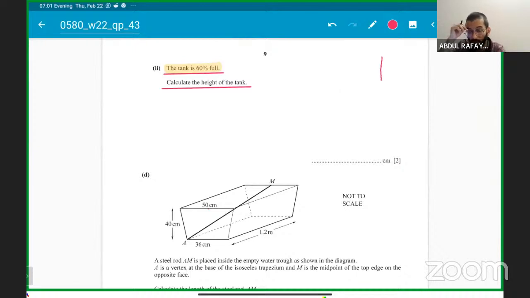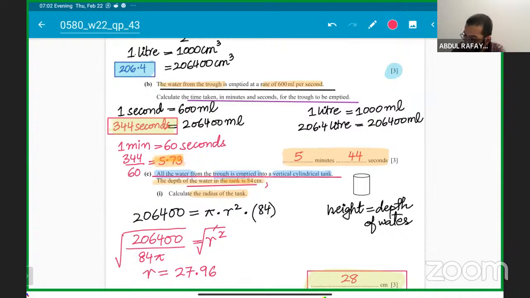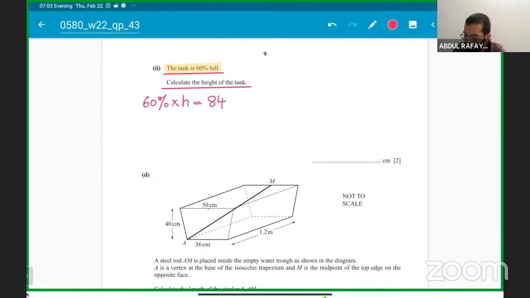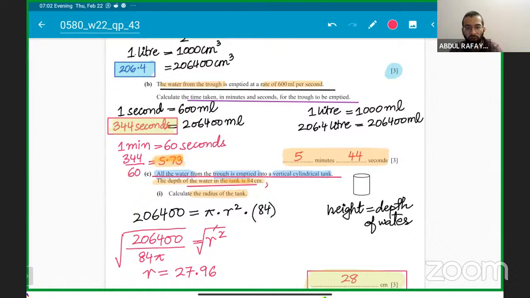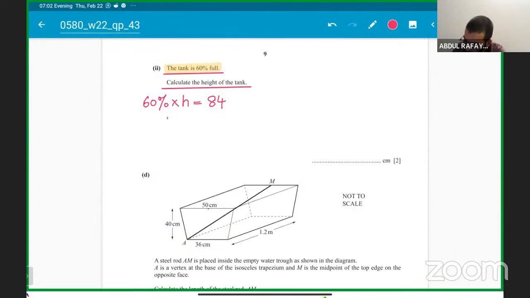जितना वाटर होगा उतनी डेप्थ तो बढ़ेगी. एवरीवन गेटिंग इट? जितना वाटर ज्यादा ऊपर तक होगा उतनी डेप्थ ऊपर होगी. जितना वाटर कम होगा, क्योंकि अब टैंक कम है, तो हाइट भी कम होगी. So we can say that 60% of that height is equal to 84 centimeters. Understanding? 60% of that height is now equal to 84. Getting it, guys? Clear? So that's how you can find the height.